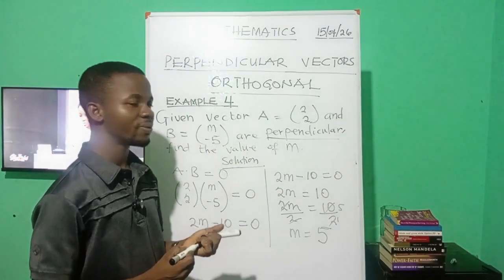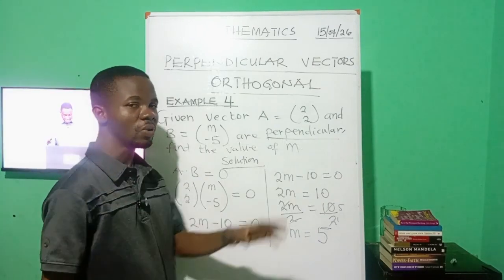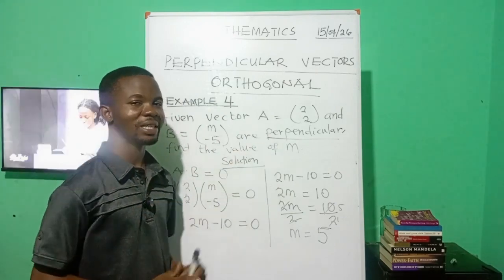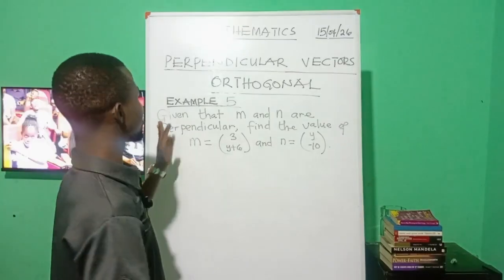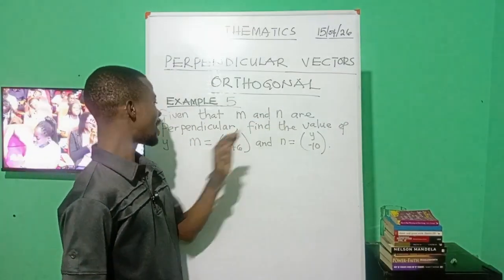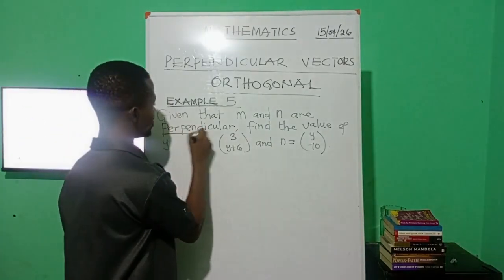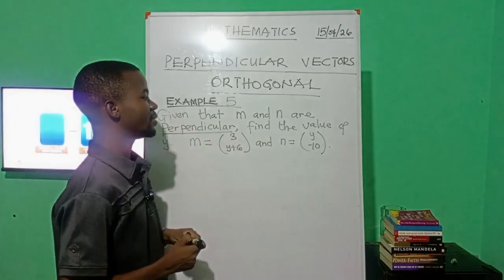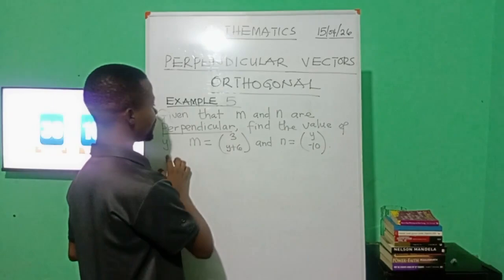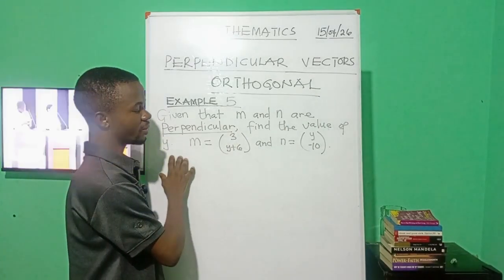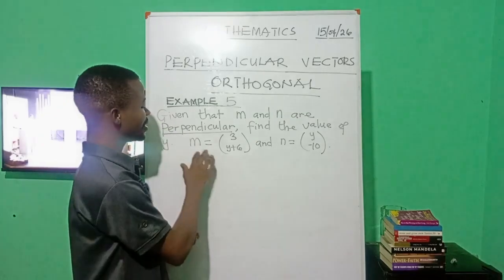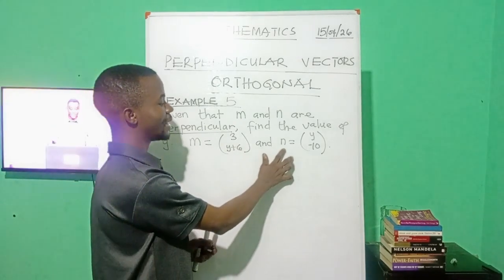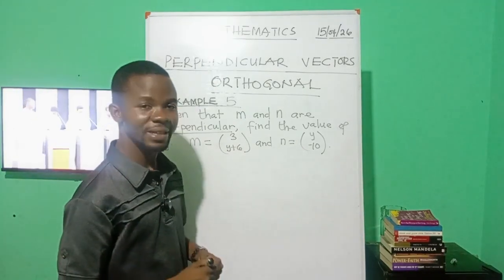So this is how you solve questions like this. Now, we will take our last example and then we are done for this lesson. Given that vector m and vector n are perpendicular, find the value of y. So we are given m to be equal to 3, y plus 6 and n equal to y, negative 10.